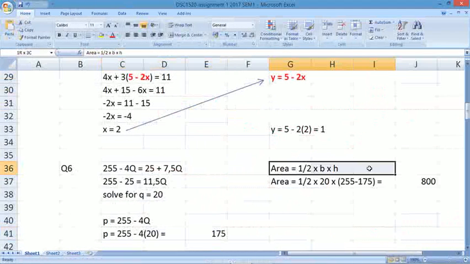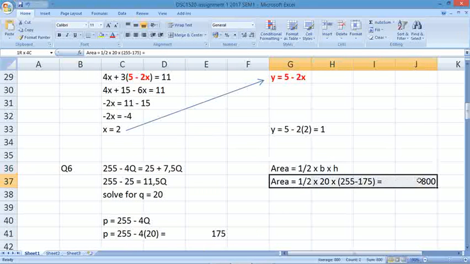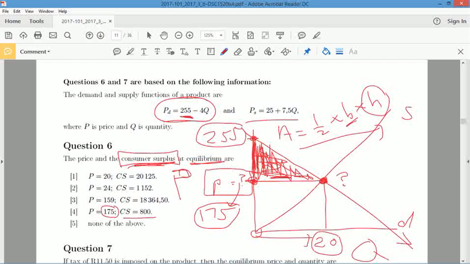Here's the working. Half base times height, substitute the base, substitute the distance, the height, which is obviously the difference between the 2 points. And if I work that out on the calculator, I do get 800. And that is the area which is representative of the consumer surplus.